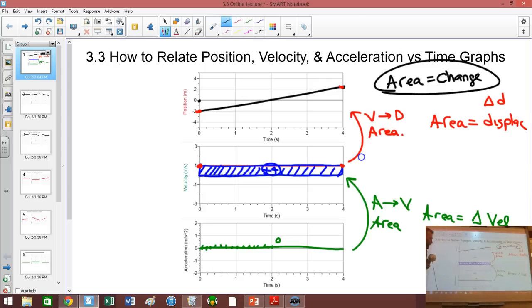Now, what if you're going the other way? What if you're going from this graph to this graph? So you're going from the displacement graph to the velocity graph. It's the slope.